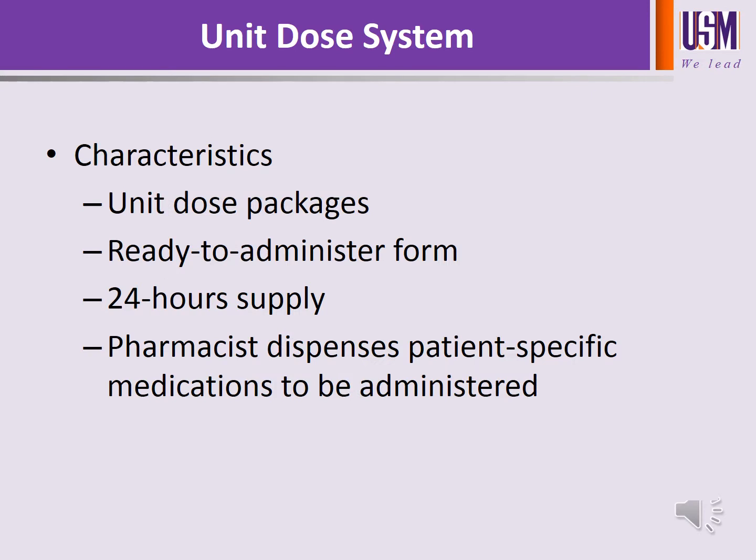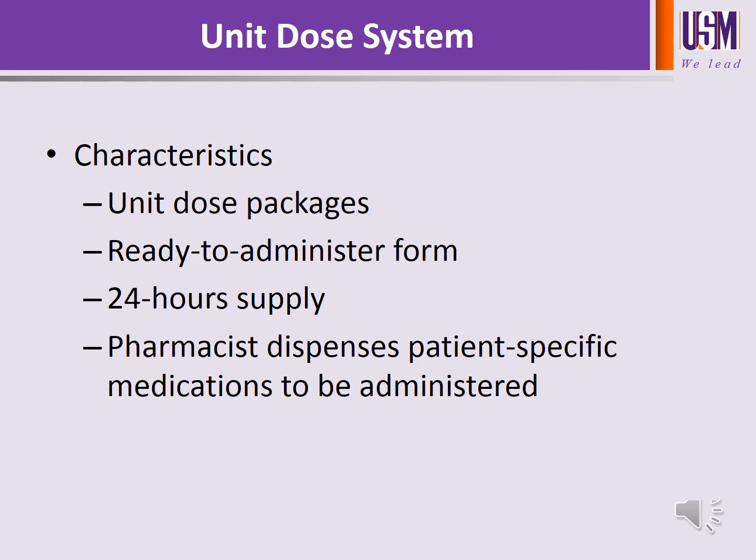The unit dose system is defined as a pharmacy coordinated method of dispensing and controlling medicines in healthcare institutions, for example in hospitals. This system is characterized by medications contained in unit dose packages, I will show you later, dispensed in ready to administer form, and not more than 24 hours supply being delivered or available on the patient care unit at any time. This is very different from the previous method that I was discussing earlier.